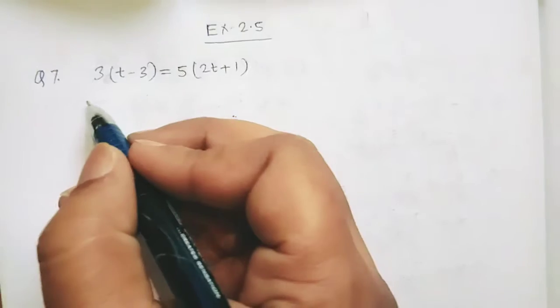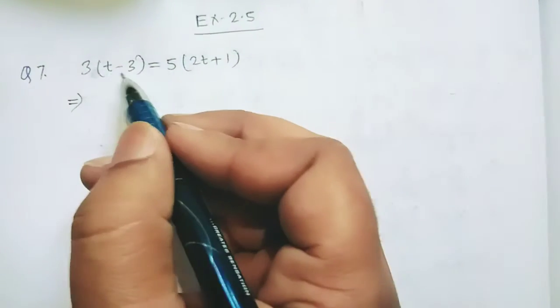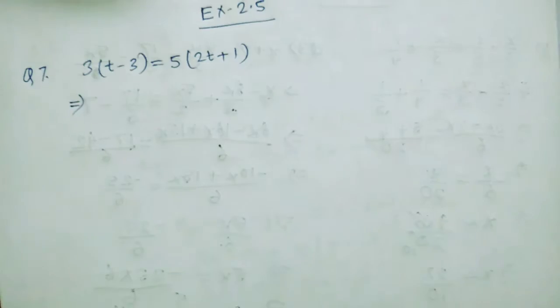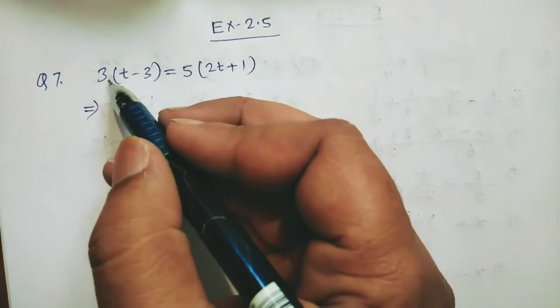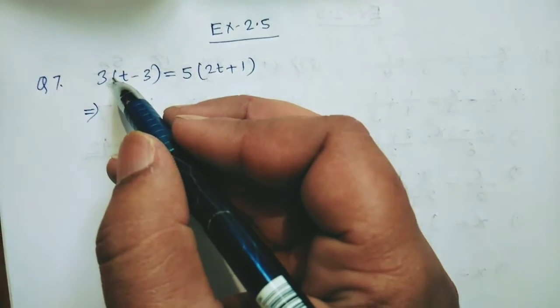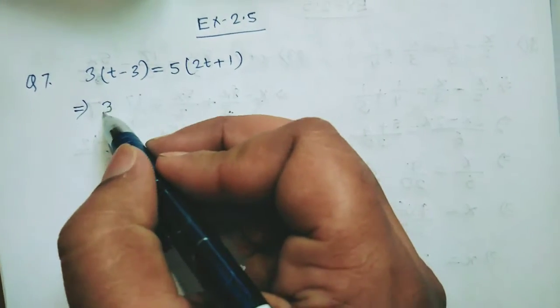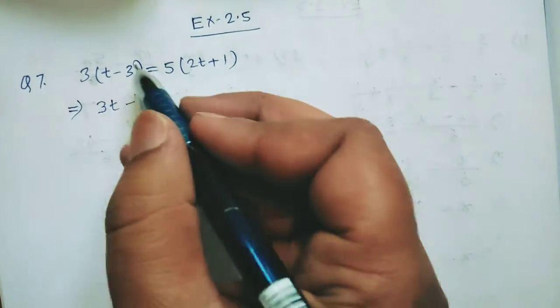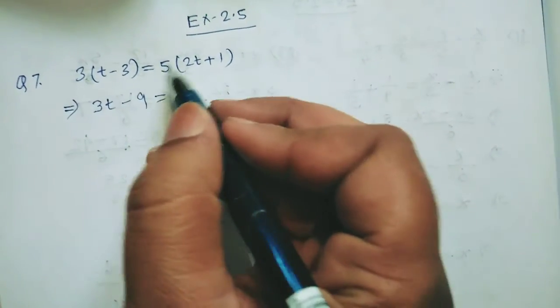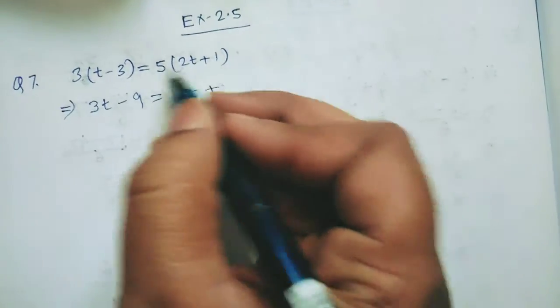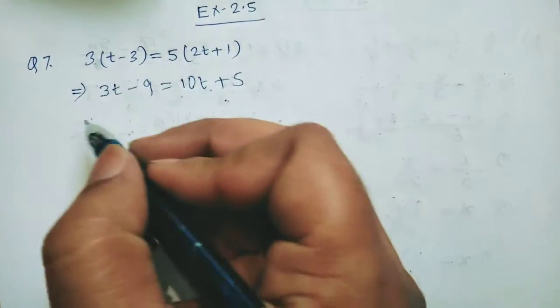Here in question 7 it is given 3(t minus 3) equal to 5(2t plus 1). What you have to do, this is in multiplication form, so you have to multiply these numbers. 3t minus 3 times 3 is 9, equal to 5 times 2t is 10t, plus 5 times 1 is 5, okay, in this way.